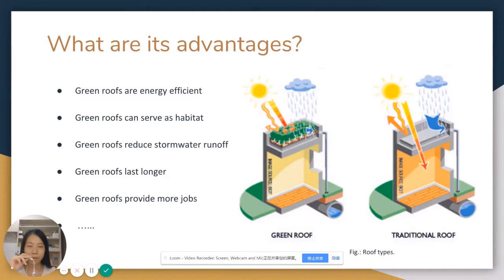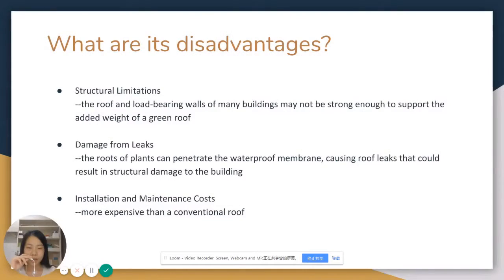Also, there's no doubt that the new industry represents a new market which will provide more employment opportunities. Actually, it has many other advantages, but now we must move to the next part. As for its disadvantages, the most significant one may be the structural limitation, because the roof and load-bearing walls of many buildings may not be strong enough to support added weight of a green roof.